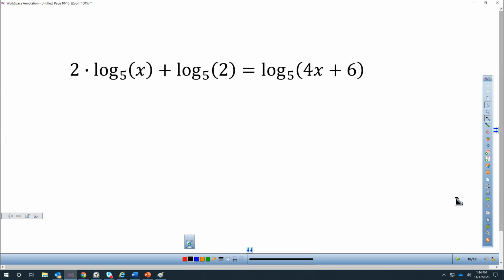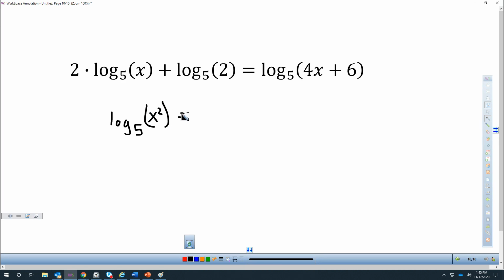Okay, here's our last problem. So we got 2 times log base 5 of x plus log base 5 of 2 equals log base 5 of 4x plus 6. So again, I try and think of different properties of logs that I can use to rewrite this. The power rule is 1, so I could write this as log base 5 of x squared.